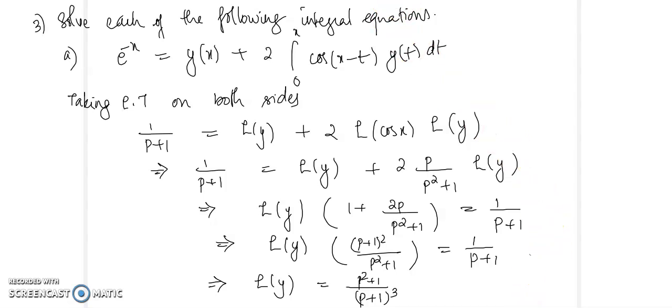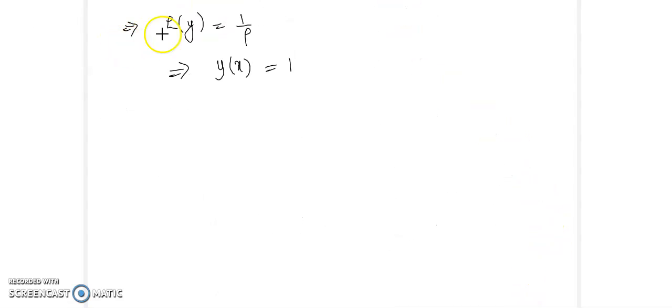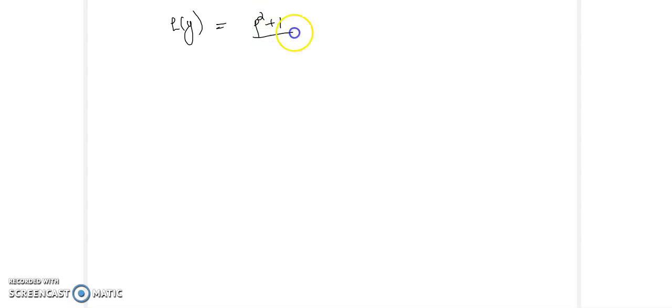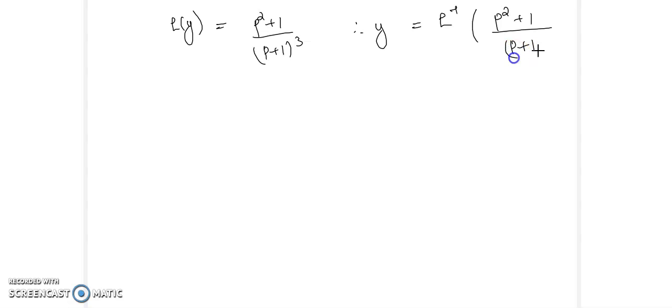So therefore y will be, so L of y is (p square plus 1) by (p plus 1) whole cube. Now we need to find y. So therefore y will be L inverse of (p square plus 1) by (p plus 1) whole cube. So let us find out the inverse transform.